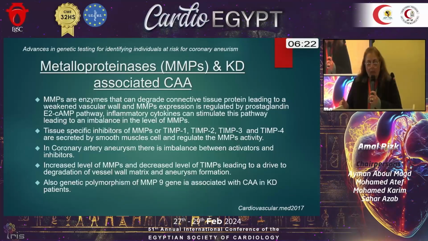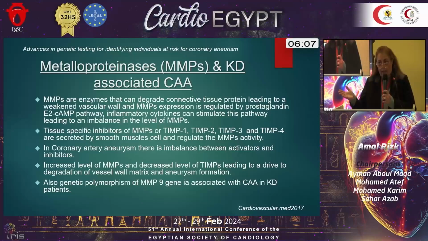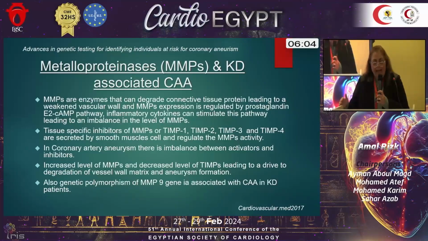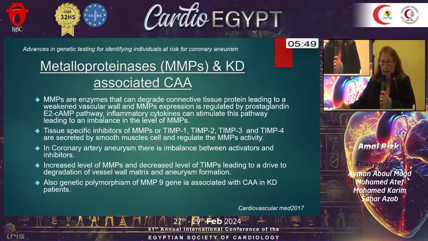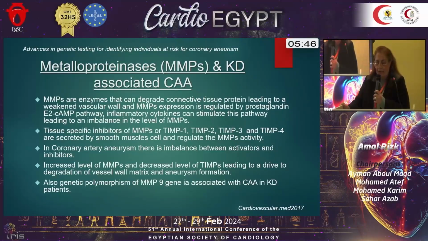Tissue inhibitors of metalloproteinases, TIMP 1, 2, 3, and 4, are secreted by smooth muscle and can regulate the increased activity of the metalloproteinases. In coronary artery aneurysm, there is an imbalance between the activators and the inhibitors, with increased levels of matrix metalloproteinases and decreased levels of the tissue inhibitors, leading to degradation of the vessel wall matrix and aneurysm formation. Also, genetic polymorphism of the metalloproteinase 9 gene is associated with coronary artery aneurysm in Kawasaki disease.